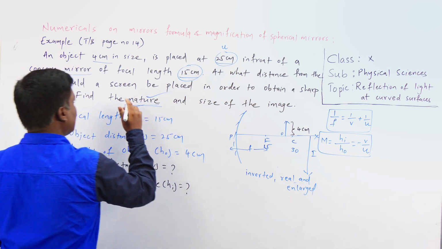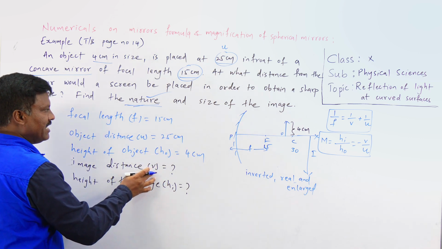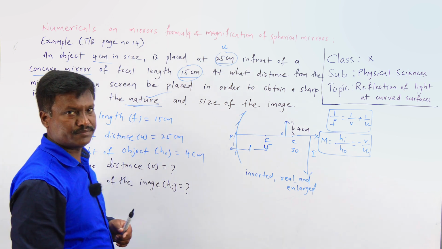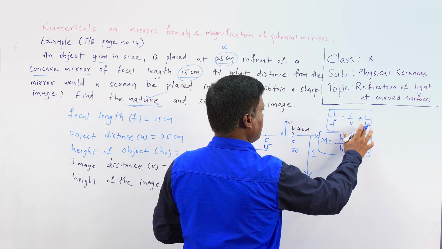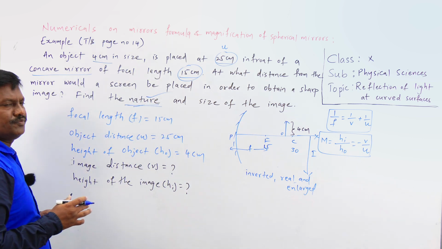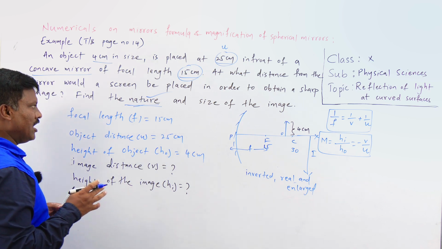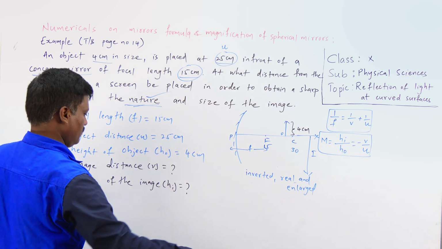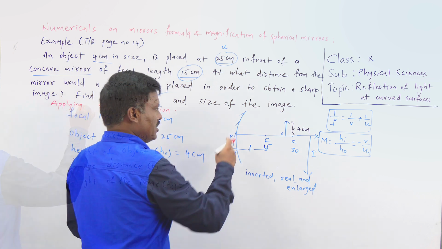Now we have to calculate the image distance first. V should be calculated. How do you find V? F we have, U we have, we have to find V. So which formula do we have to use? This formula: 1 by f is equal to 1 by v plus 1 by u. This formula should be used. But before using the formula, we have to apply the sign convention. It is very, very important. Applying sign convention.